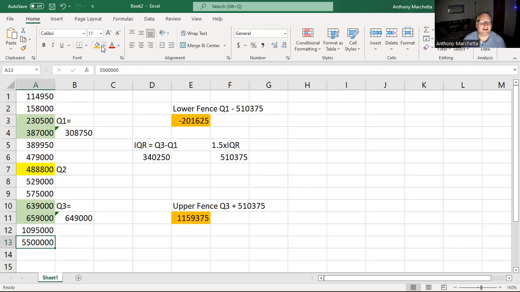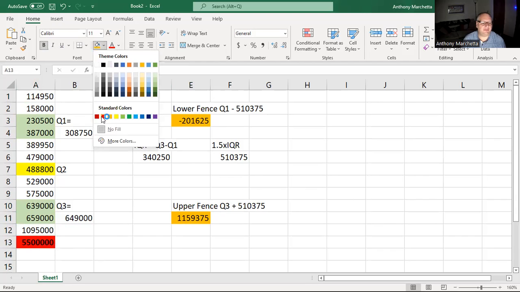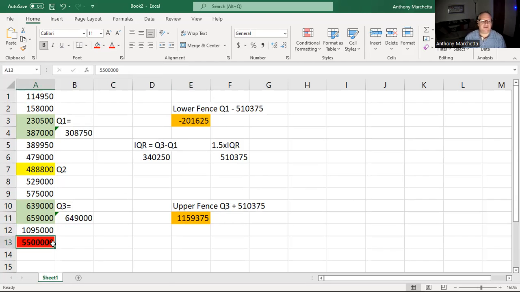Take a look at this one right here. I'm going to bold it and make a big deal out of it. That number is an outlier. Why is that number an outlier? Because it's outside the fence. The fence goes up to 1,159,000, and that number is outside of it. All right, so that's what we mean by an outlier and how you can determine for sure whether or not something is an outlier. We'll do more of this in class when we get together, as a part of our lab and our assignments.